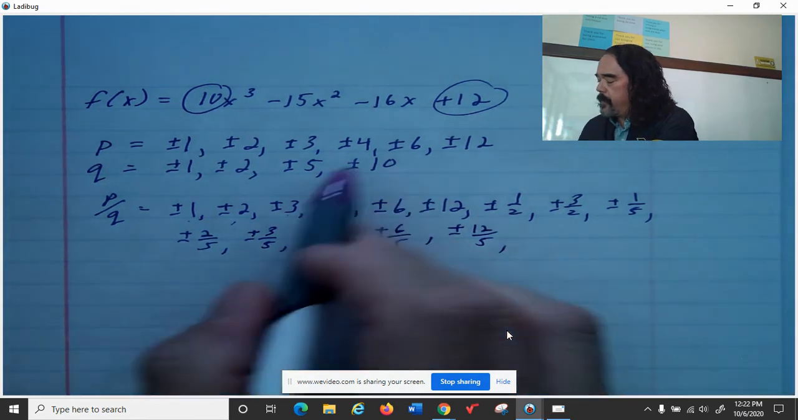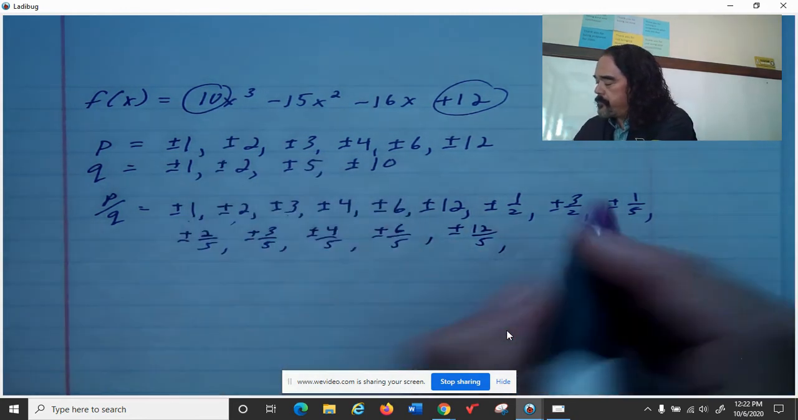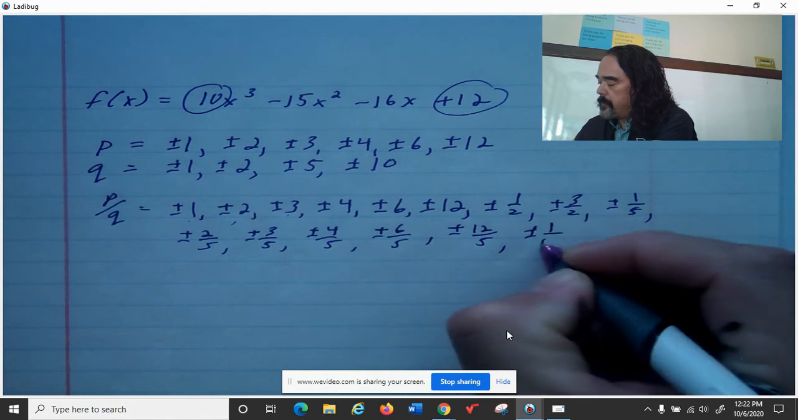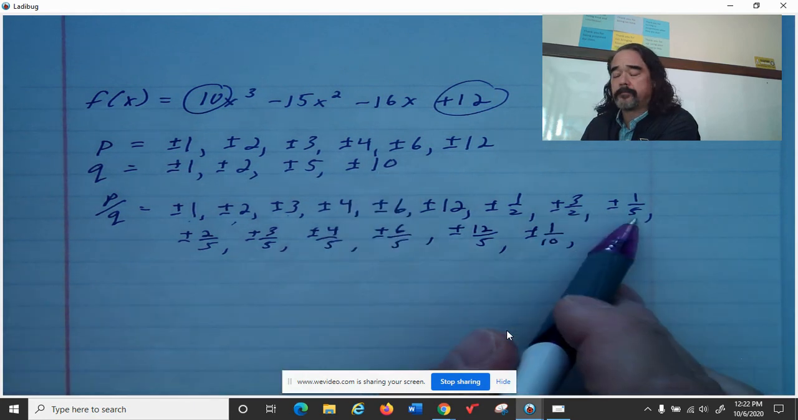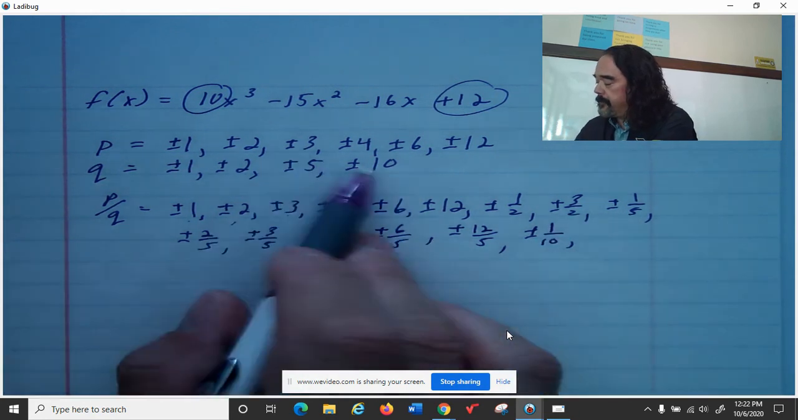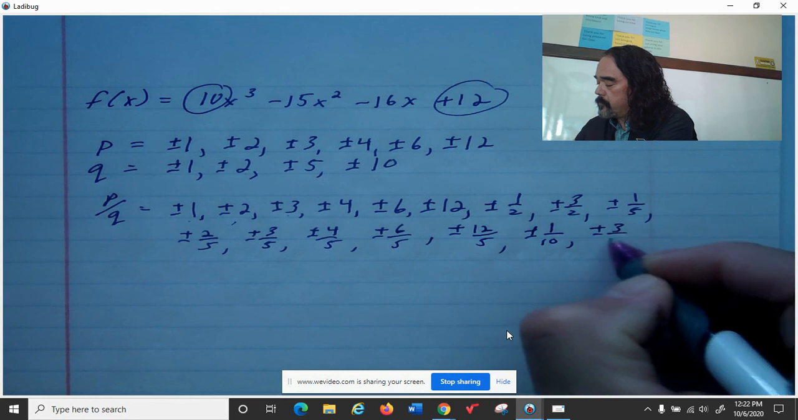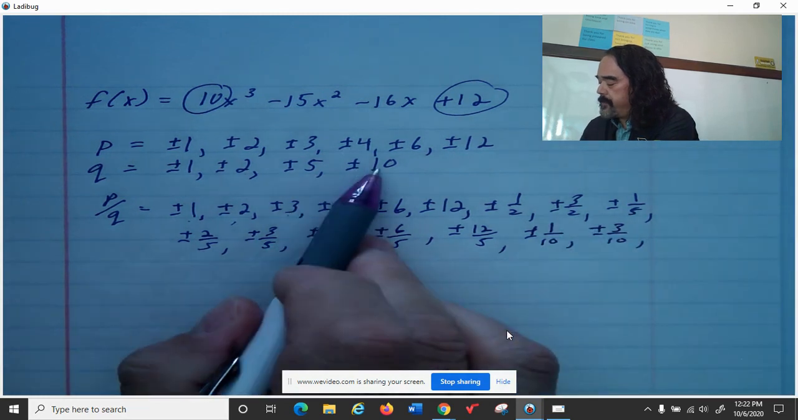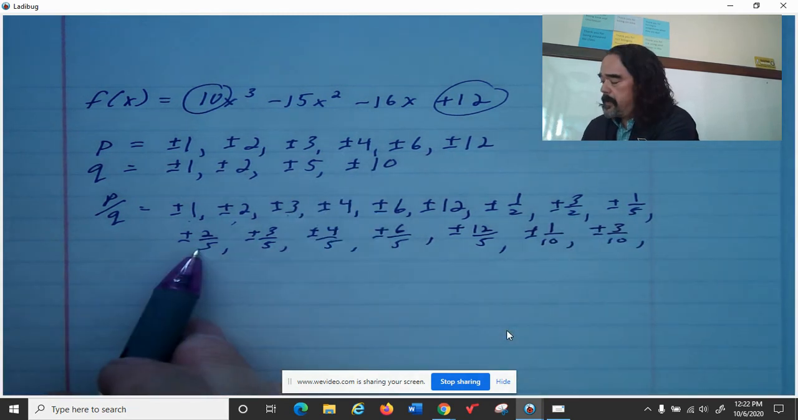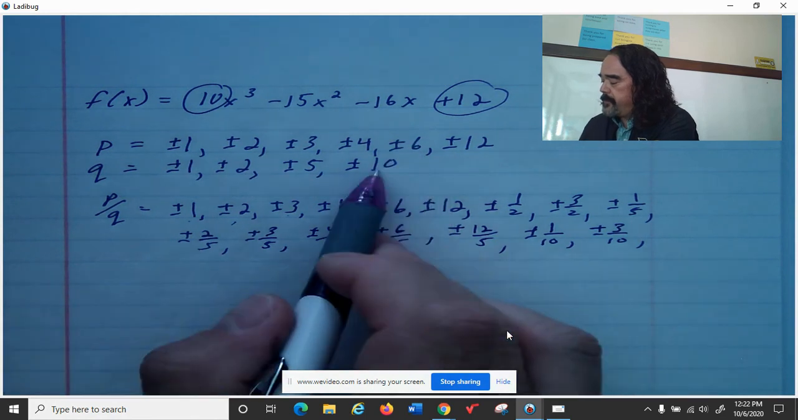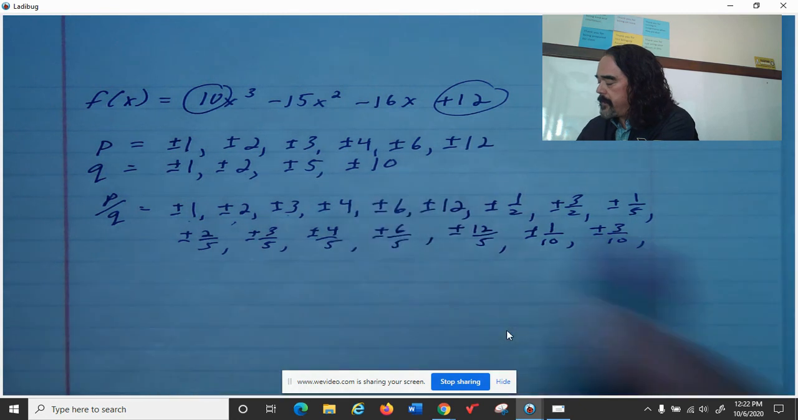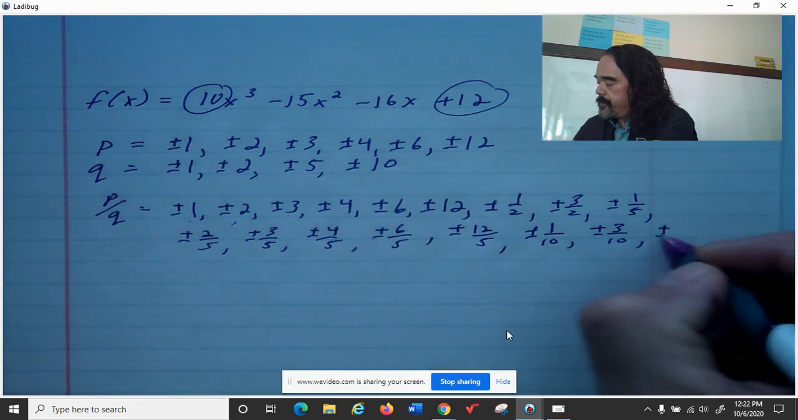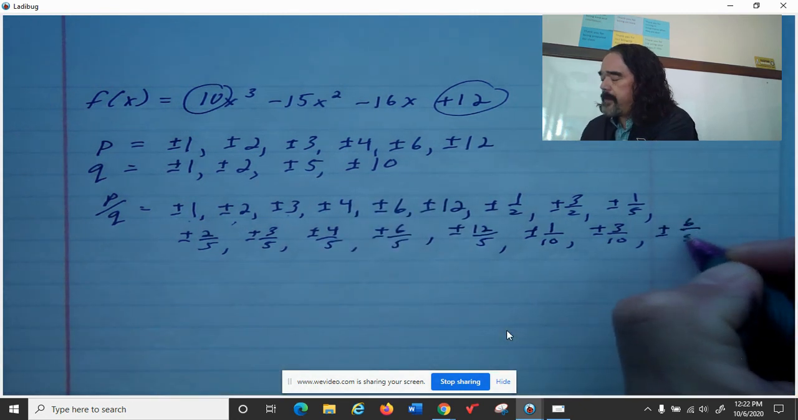And then everything will go over 10. 1 over 10, 2 over 10, 2 over 10 reduces down to 1/5, I already have it. 3 over 10, 4 over 10 reduces down to 2/5, I already have it. And 6 over 10 reduces down to 3/5, I already have it. And then 12 over 10, which I don't have, reduces down to 6 over 5.